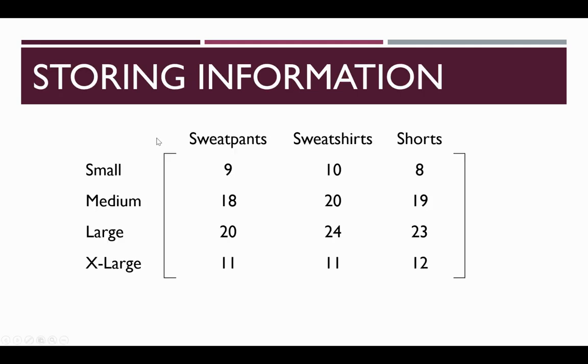Let's start with this. First off, storing information. I've done this before where, like for volleyball, if we order hoodies or sweatshirts or t-shirts, I have to send in an order and I do something along these lines for how many of the different sizes I may need. So you can see here, I need 9 small sweatpants, 10 small sweatshirts, 8 small shorts, 18 medium sweatpants, 20 medium sweatshirts, 19 medium shorts, 20 large sweatpants, 24, etc. So you can see a matrix can help us to sort information.